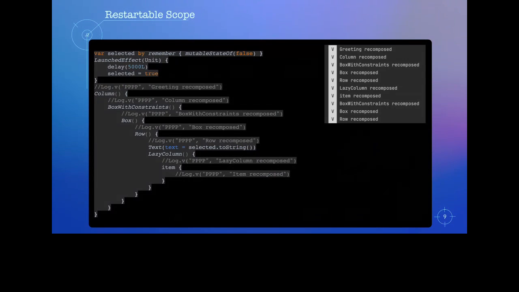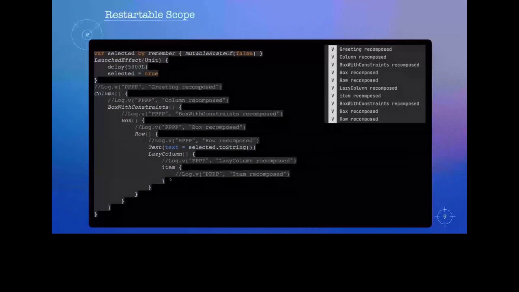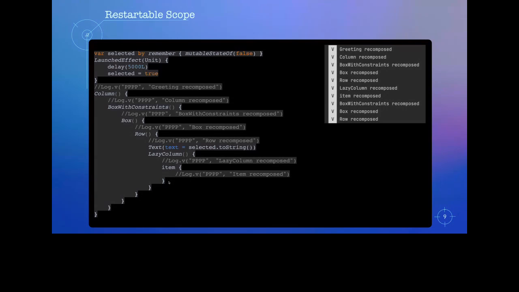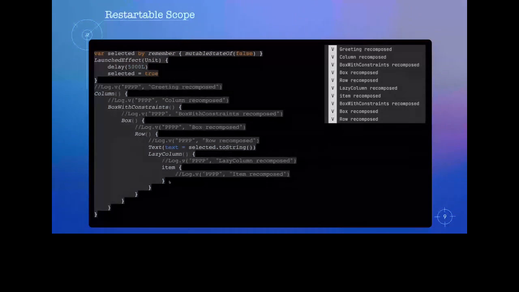In this case, you'll notice that when the recomposition happens, we do BoxWithConstraints, Box and Row, but we actually do not do the LazyColumn or the item here. And that is because this item is actually skipped. So the Compose runtime does an optimization and skips recomposing item.